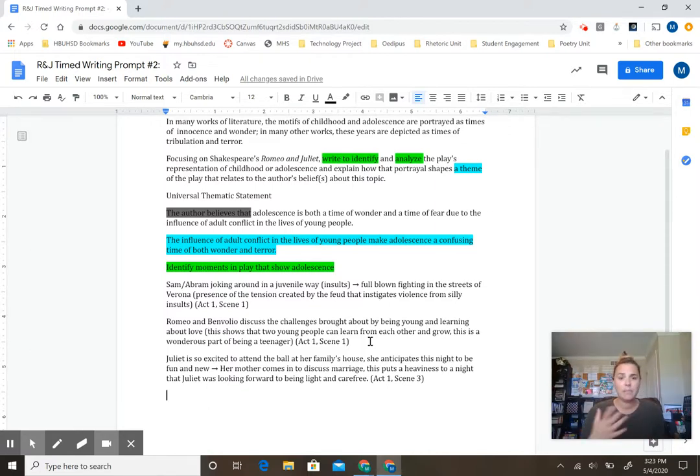So the last scene that I'm going to do for you, and then again, you're more than welcome to do this process for any other act scene that you think is important to help build the argument that you're looking to build here if you're going to write about this. So the last one is that Romeo and Juliet meet for the first time in a very tender moment.